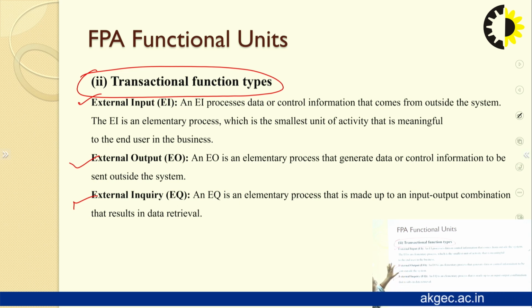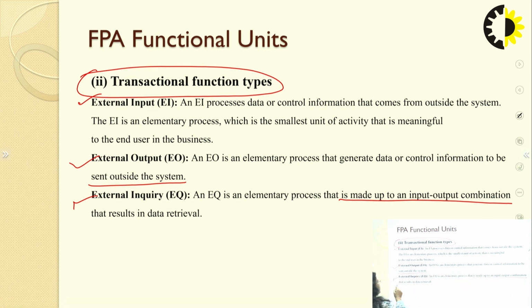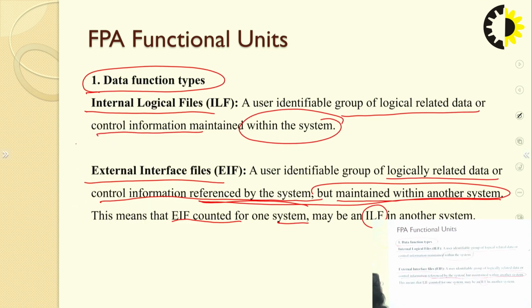If we talk about the external output, it is an elementary process that generates data or control information to be sent outside the system. Similarly, an external inquiry is an elementary process made up of an input-output combination that results in data being retrieved. So these are the different categories.